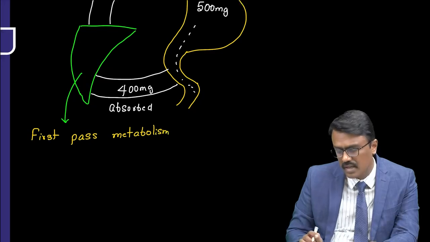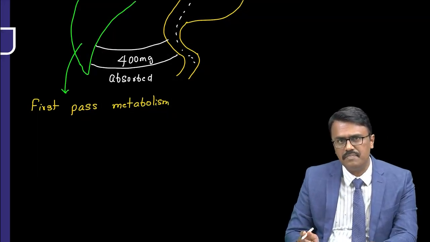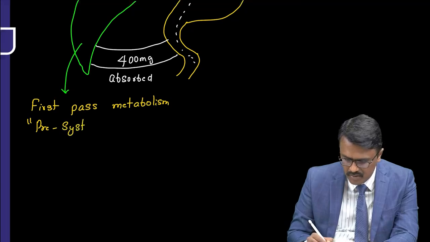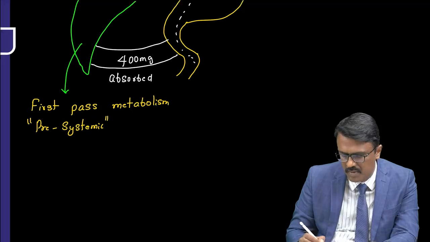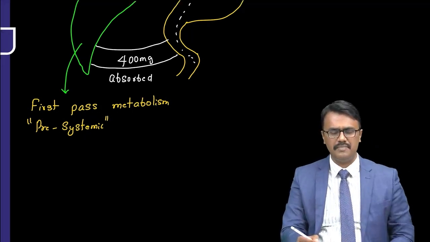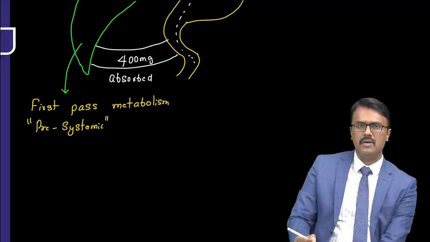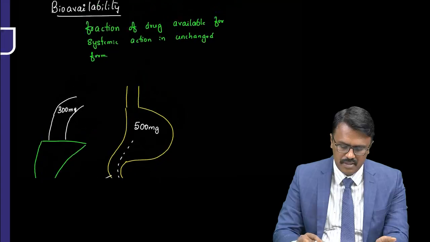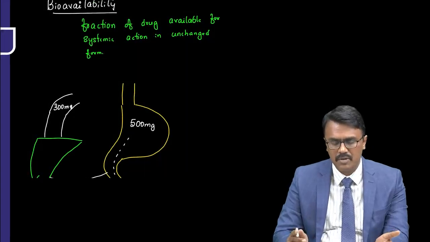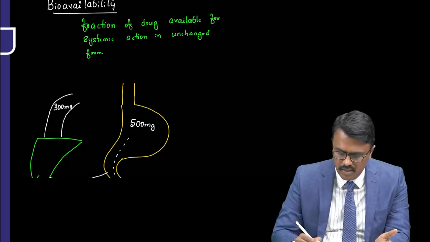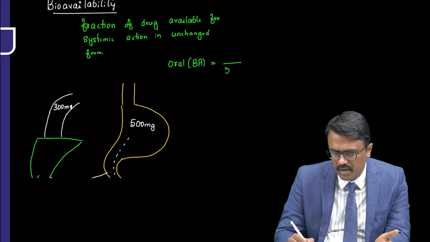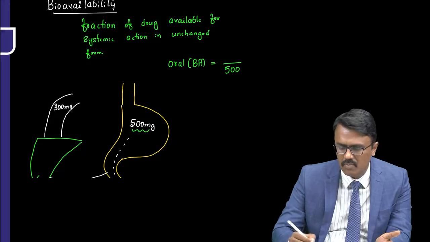Now this metabolism is occurring before reaching the systemic circulation. So it is also called pre-systemic metabolism. We'll come to the concept of first pass metabolism or pre-systemic metabolism later. Let us understand the bioavailability. So you can read the definition now. Fraction of drug available for systemic action in unchanged form. So when I give the paracetamol orally, how much did I give? So oral bioavailability is nothing but, how much did I give? 500. I gave 500. How much is available now?